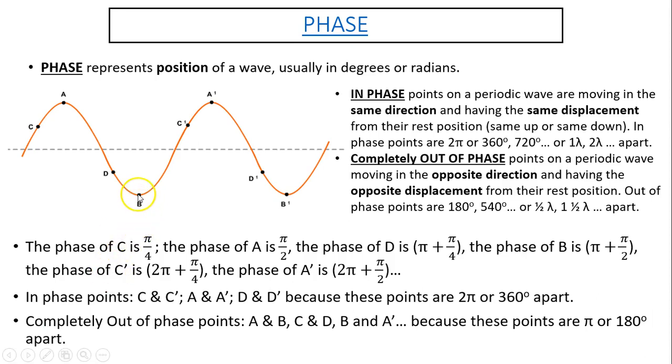Another out of phase pair is B and A prime. They are also out of phase. A prime and B prime are also out of phase. The other one is C and D. They have opposite displacement. C is moving down and D is moving up. Okay, they are out of phase. They are 180 degrees apart. B and A prime we already talked about.